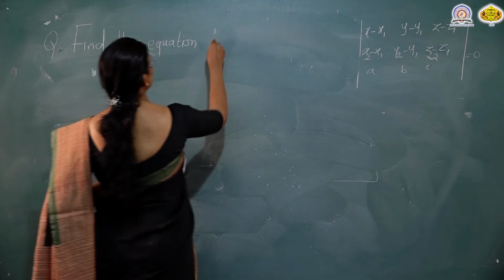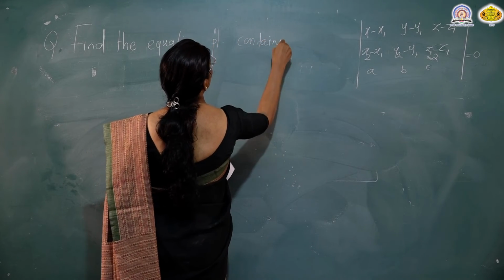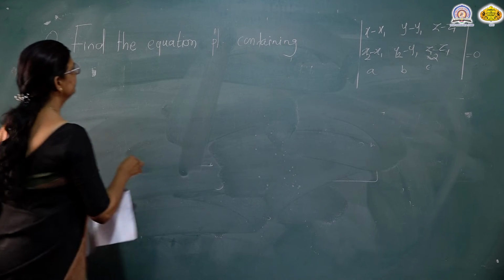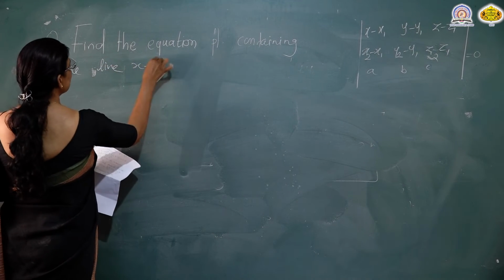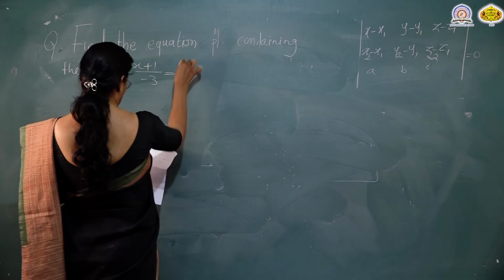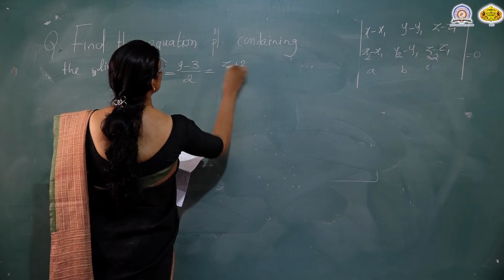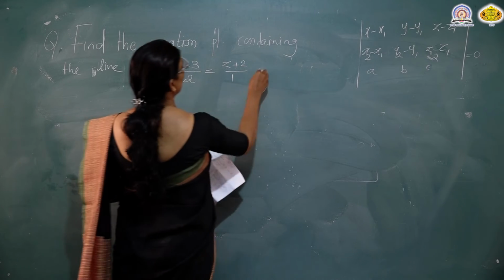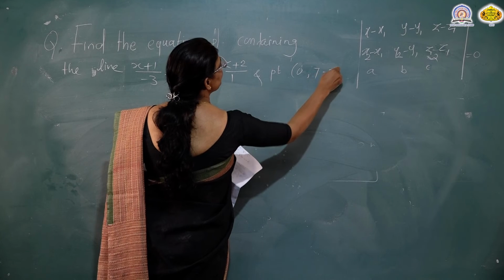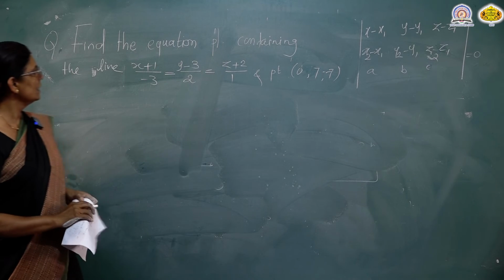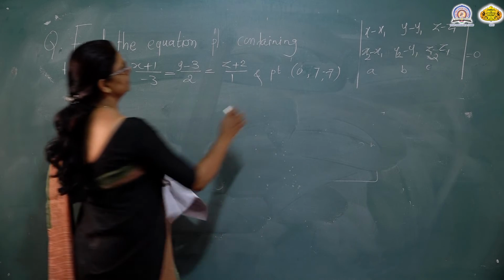Find the equation of the plane containing the line (x plus 1)/minus 3 equals (y minus 3)/2 equals (z plus 2)/1 and the point 0, 7, minus 7. See what is the question: find the equation of the plane containing the line and the point.